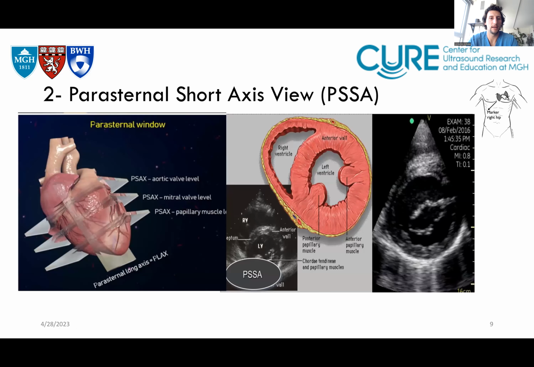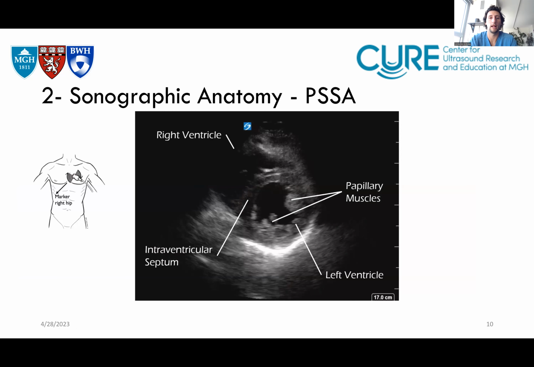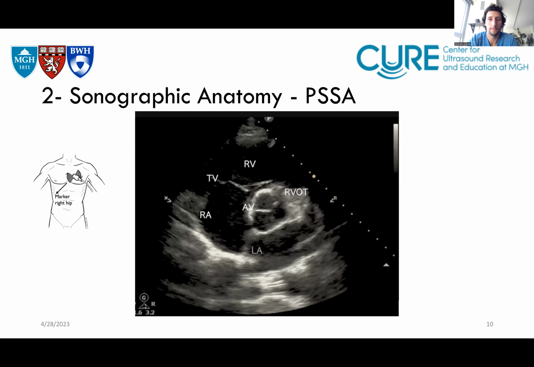Parasternal short axis, as I mentioned, is the cross section after rotating the probe 90 degrees. You should get a nice circular profile in a normal left ventricle. This is the best view to assess your ejection fraction and whether there are any wall motion abnormalities. And here, your probe marker is at 7, 8 o'clock, 90 degrees from 4 o'clock, right? Or your right hip. It's another way to think about it.